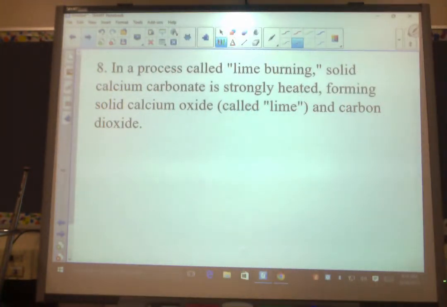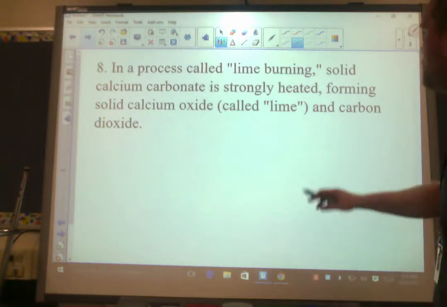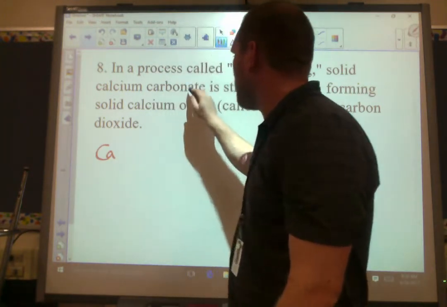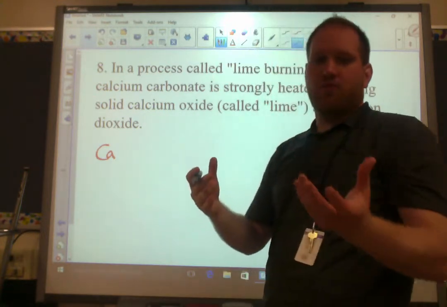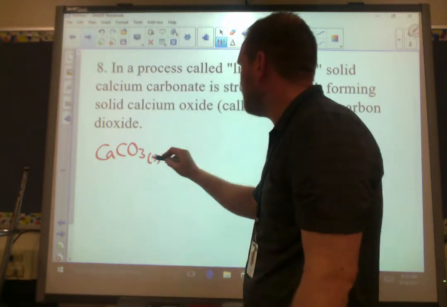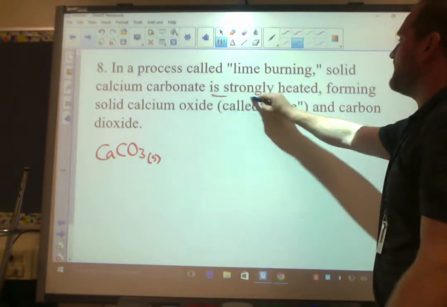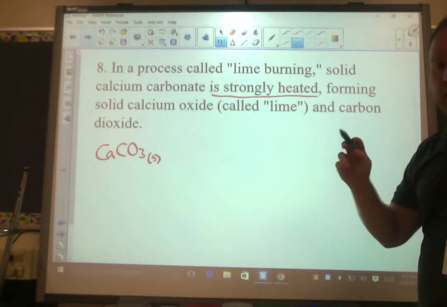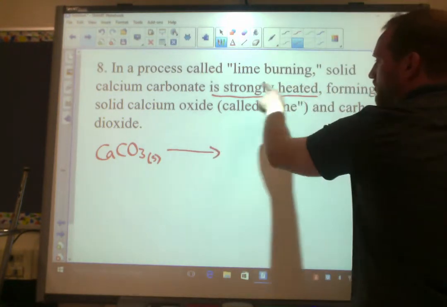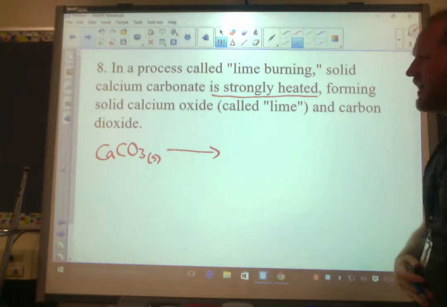Finally, in the process called lime burning, solid calcium carbonate is strongly heated, forming solid calcium oxide called lime and carbon dioxide. So solid calcium carbonate, calcium is Ca2+, carbonate is CO3 2 minus. 2 plus, 2 minus, it balances out to CaCO3, and that's solid. Is strongly heated not the same thing as burns in air? So strongly heated just means forming this. So this is what we're going to write.